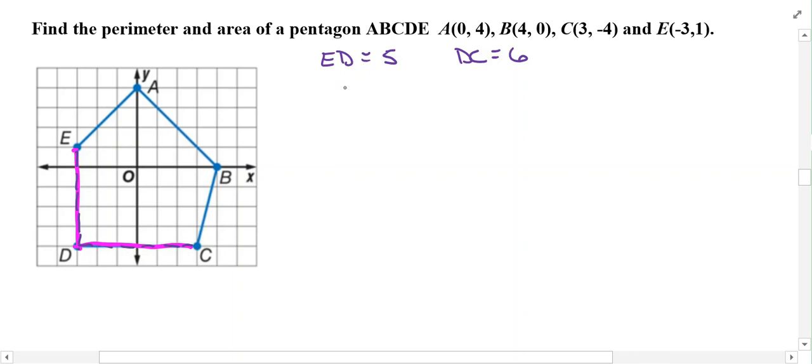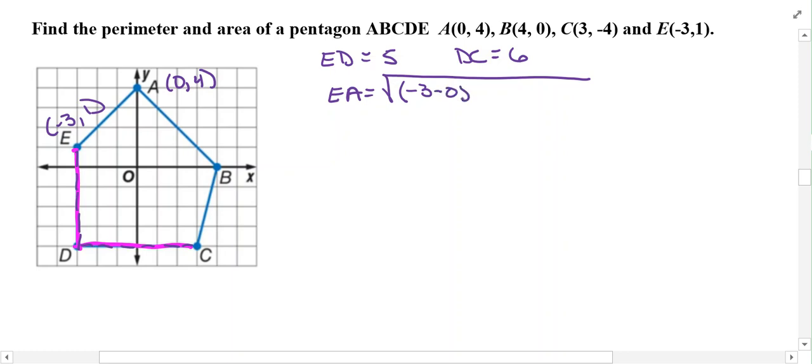Now we need to figure the length of EA. Looking at EA, we have E is the point (-3, 1) and A is the point (0, 4). Using the distance formula, which is the square root of the differences in the x's squared plus the differences in the y's squared. So here I have -3 squared, which is 9, and -3 squared again, which is 9. So I have the square root of 18.